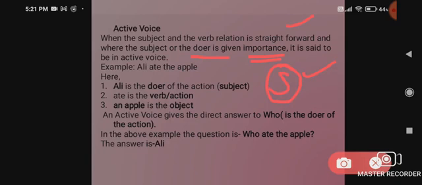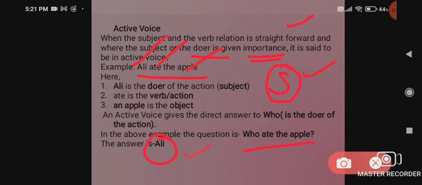For example, here we have a sentence, Ali ate the apple. So Ali is the subject here, ate is the verb, and apple is the object. Now active voice gives us direct answers of who. Who is the doer of the action? For example, if you have a question, who ate the apple? Our answer will be Ali. Ali is our subject. So active voice answers the question who. It is always centered around the subject.